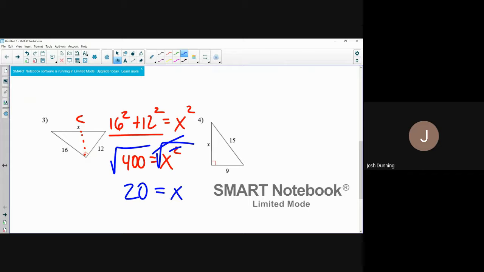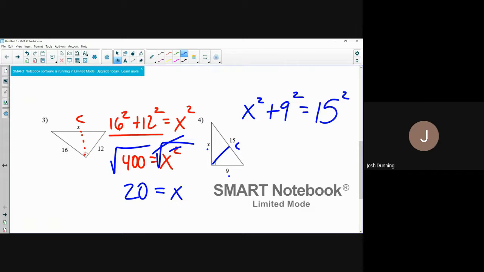And on 4, again, crossing box. That's got to be C. The other two, A and B. It doesn't matter where you put which one. X squared plus 9 squared equals 15 squared. You can have 9 squared plus x squared. That's fine.